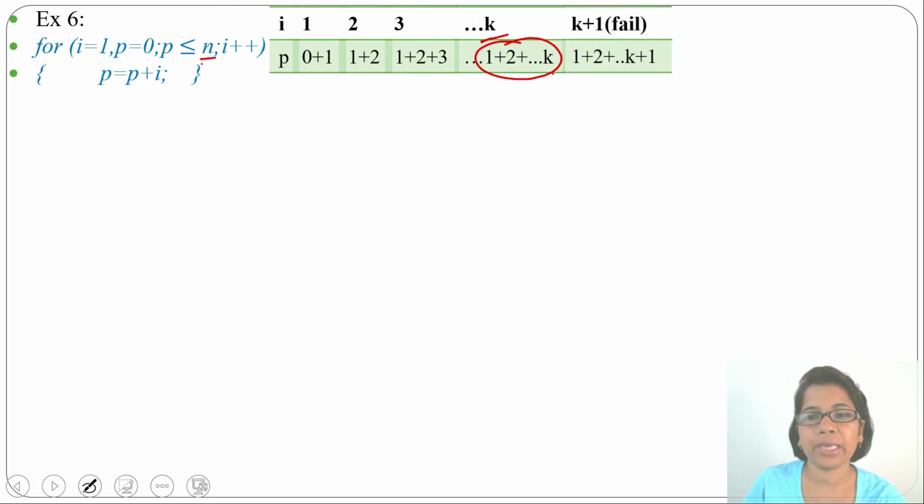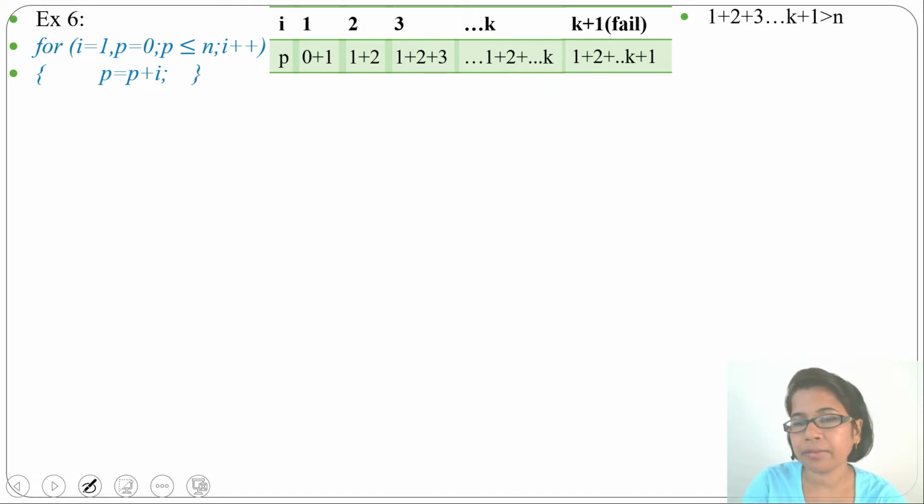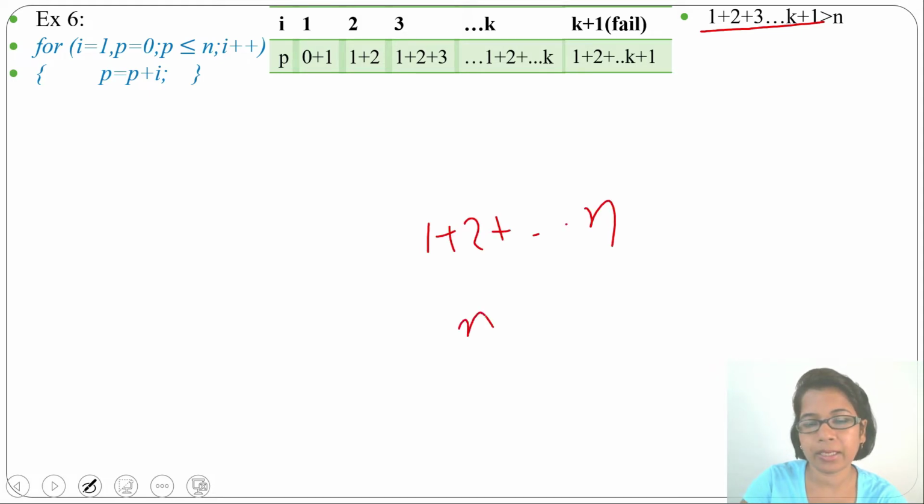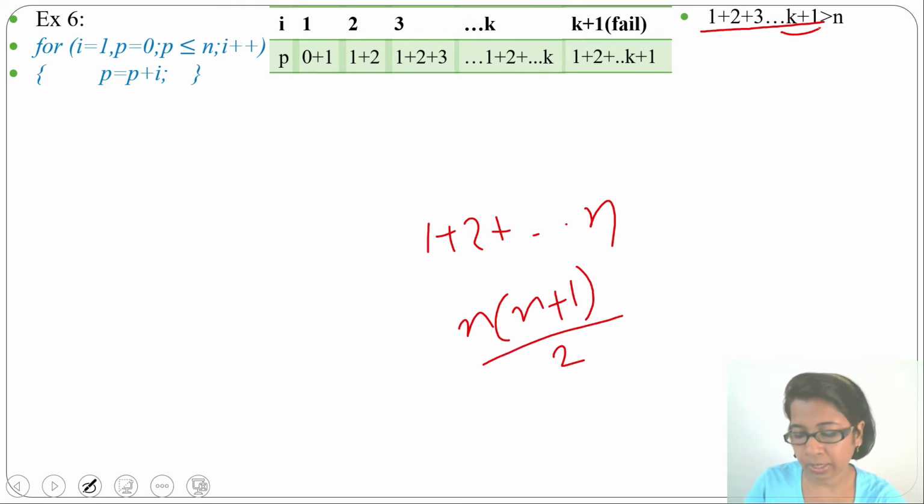So for i equals k plus 1, the p value will be 1 plus 2 up to k plus 1. At k plus 1 it will fail. When the p value is greater than n, it will fail. Means when 1 plus 2 up to k plus 1 is greater than n, it will fail. Now what is the value of this? We know that 1 plus 2 up to n is n into n plus 1 divided by 2. So up to k plus 1, it will be k plus 1 into k plus 2 divided by 2, that will be greater than n.